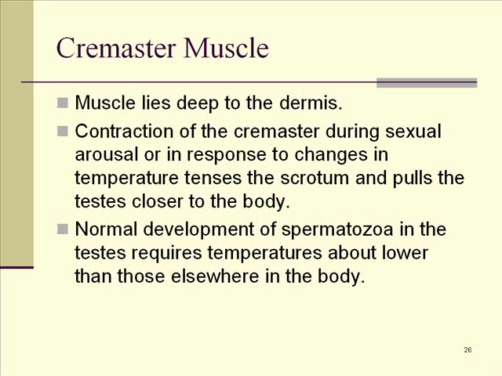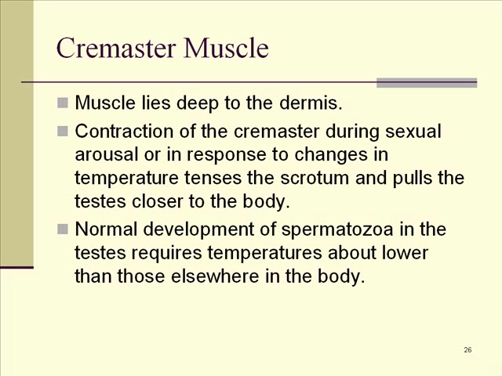The cremaster muscle I referred to in the earlier illustration is a muscle that lies deep to the dermis. Contraction of the cremaster during sexual arousal or in response to changes in temperature tenses the scrotum and pulls the testicle closer to the body. Now, sperm is temperature dependent, and the cremaster muscle helps maintain the temperature of the sperm. If the body temperature is hot, the cremaster muscle will relax, the scrotum will hang further away from the body, thus decreasing the temperature in the testicle, allowing the sperm to mature. In a cold environment, the cremaster muscle contracts, pulls the testicles closer to the body, maintains the body temperature. The goal there is to try to maintain active development of spermatozoa, which is temperature dependent.